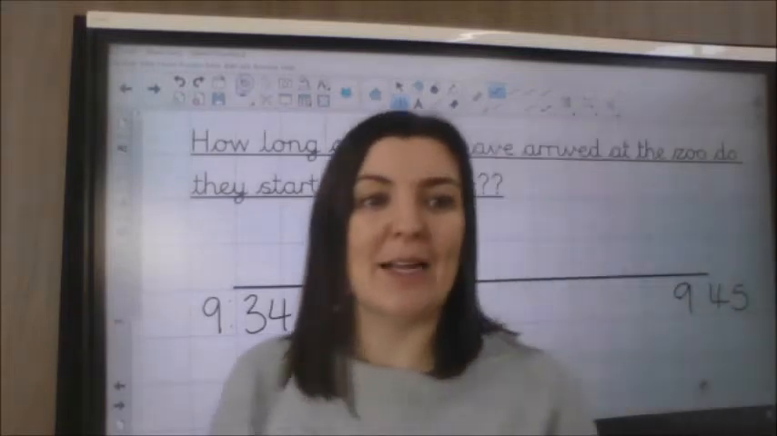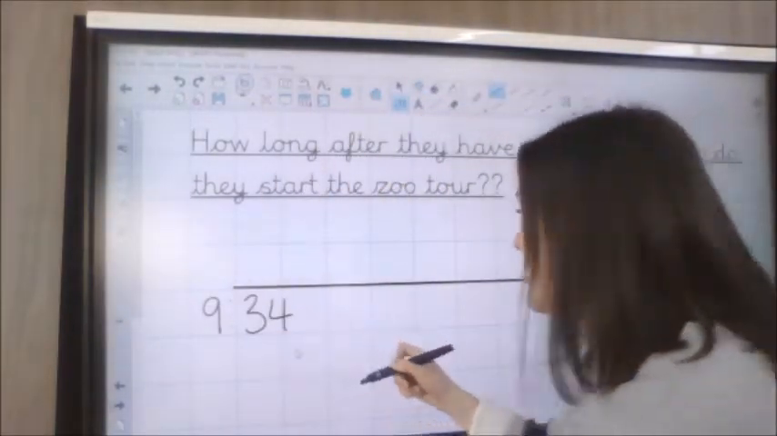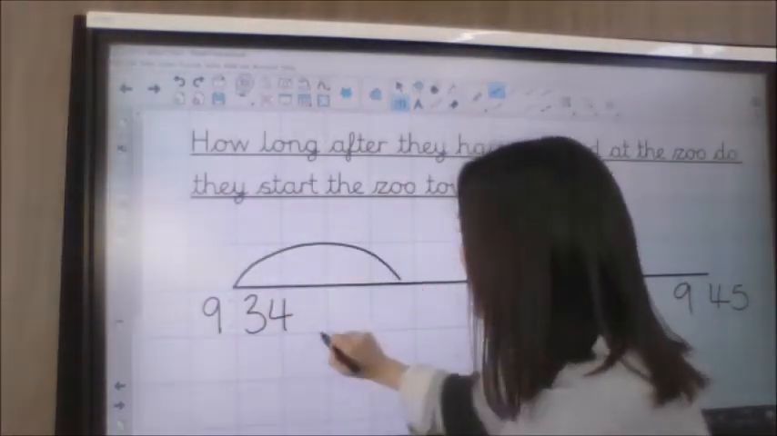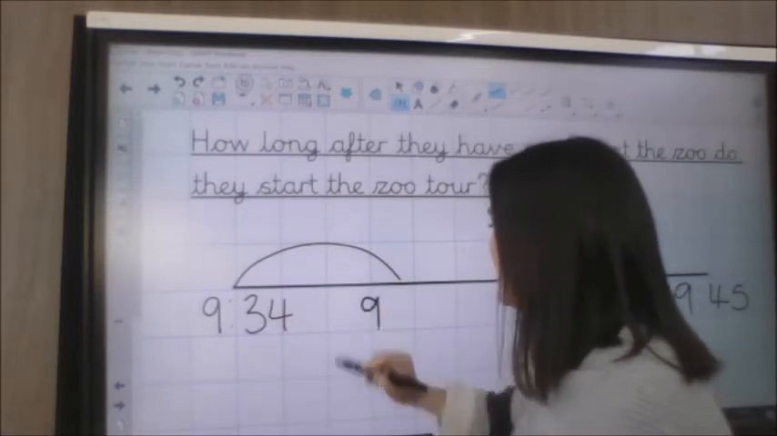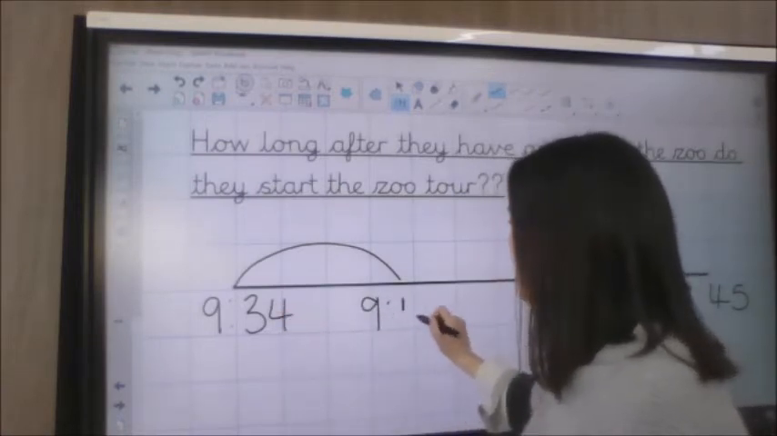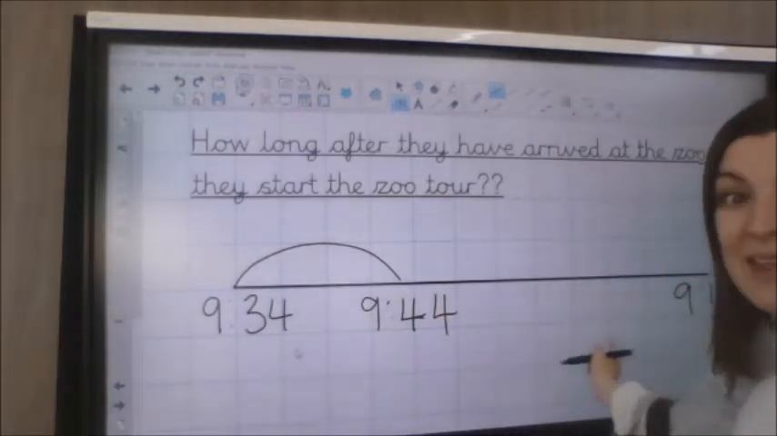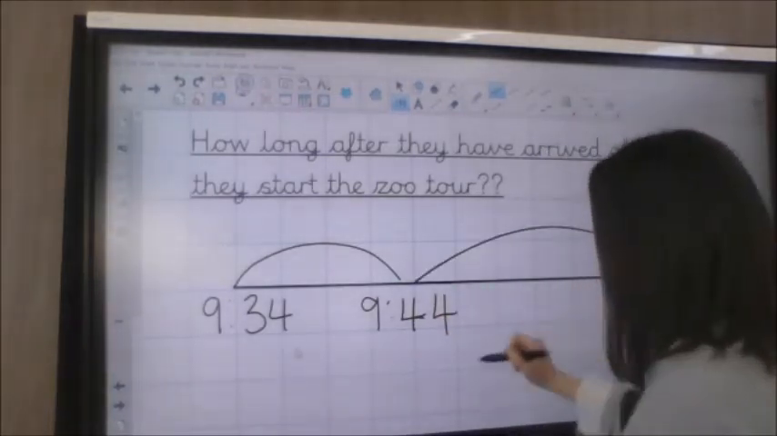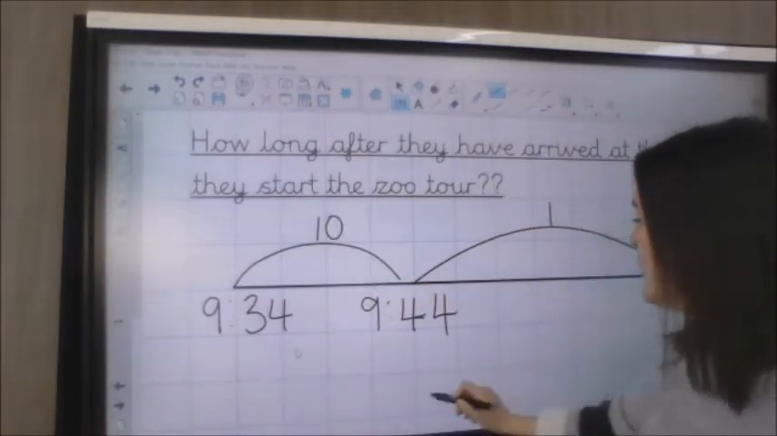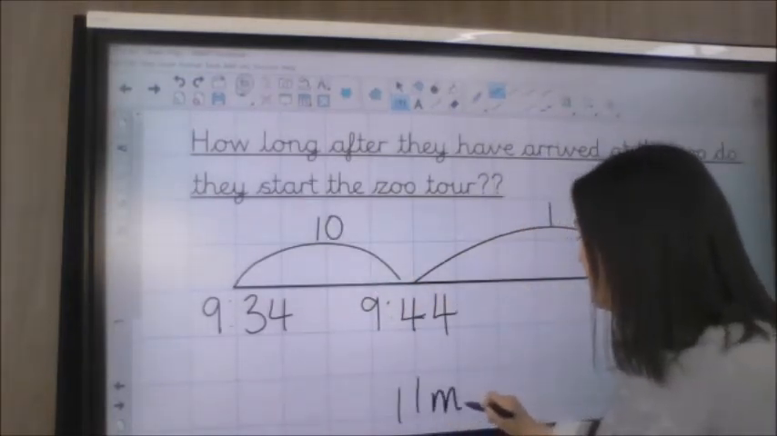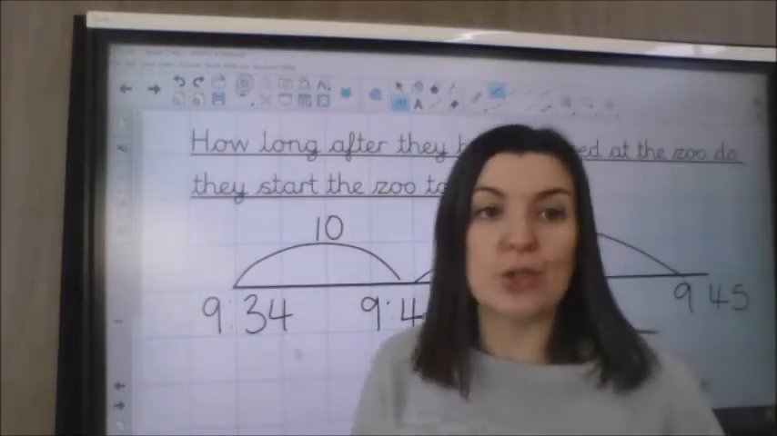Okay, so let's have a look at it together. I'm going to see if I can add on 10 minutes straight away. If I just add on 10 minutes, I'm just looking at the minutes. It's not going to go over 60, so the hours are going to stay the same. So it would be 9:44. Oh, I'm nearly there now, so I only need to add 1 minute. That was adding 10 minutes, that was adding 1 minute. So it was 11 minutes after they arrived at the zoo that they started the zoo tour.